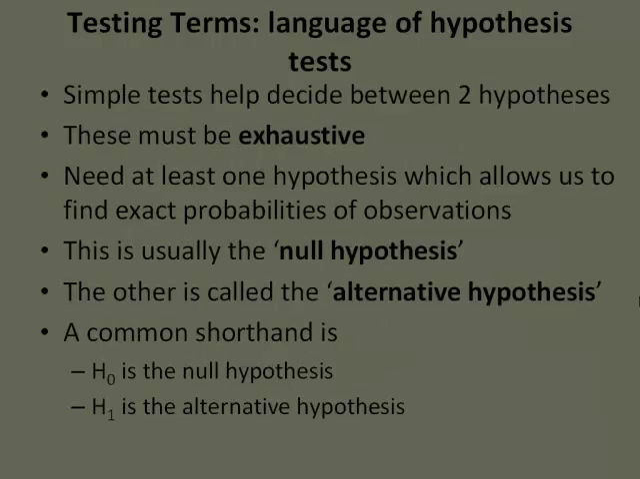And a simple test helps you decide between two. As you'll see, there are other tests that help you decide between many hypotheses, but the simple ones just have two hypotheses. And these have got to be exhaustive. Exhaustive means if one of them is wrong, the other one's got to be true. So those two hypotheses, they're the only possibilities you think there are.